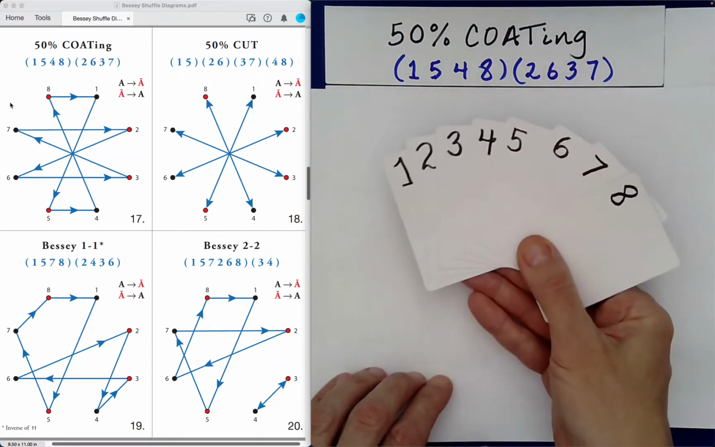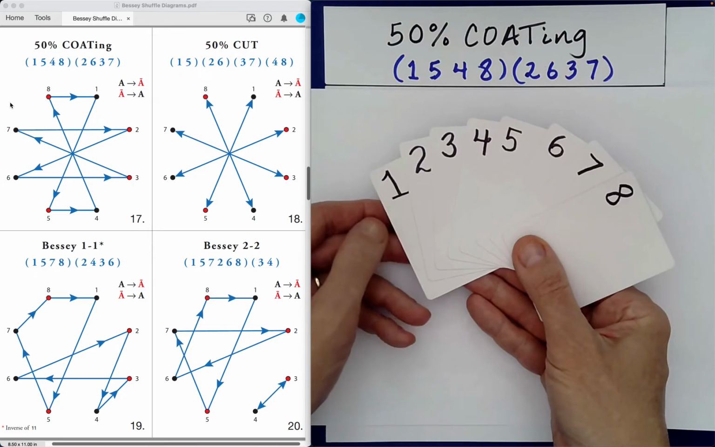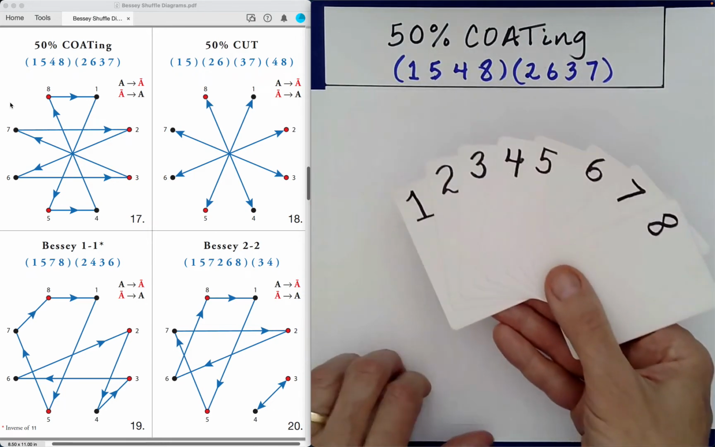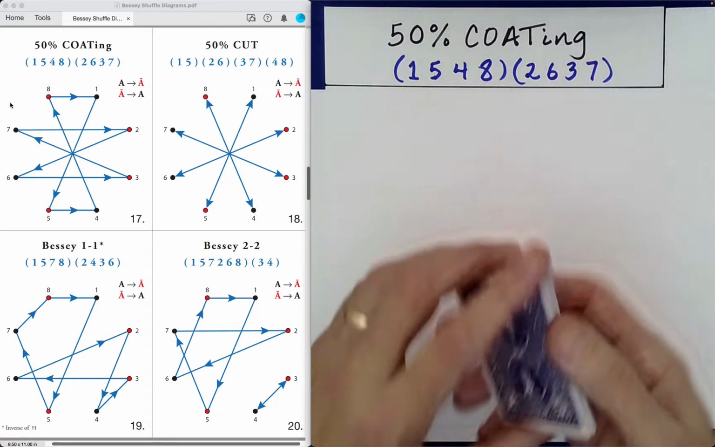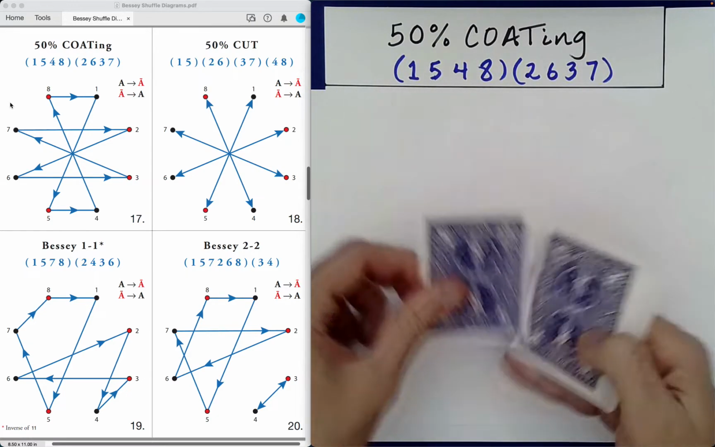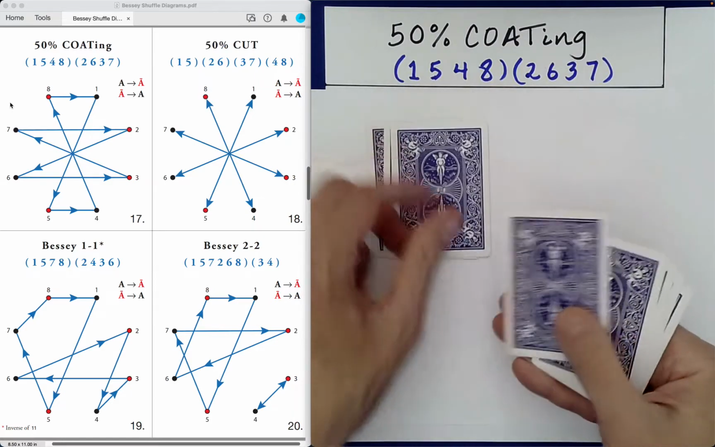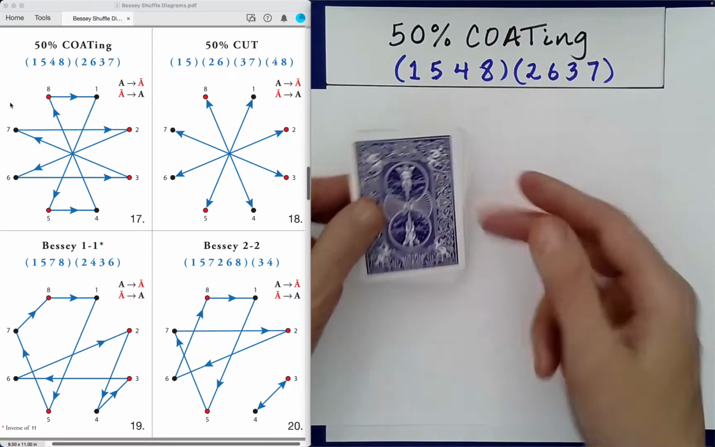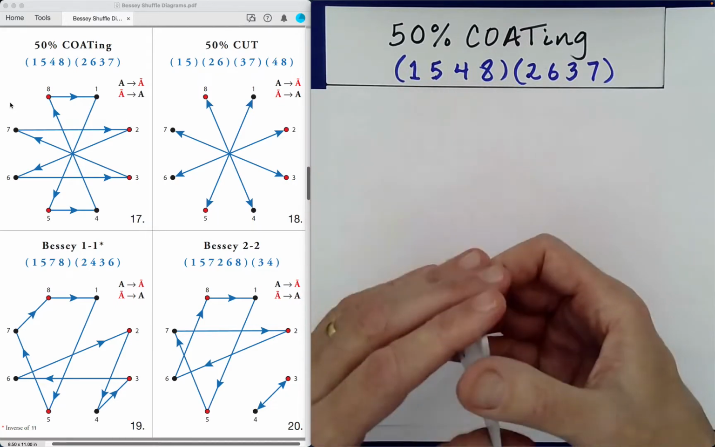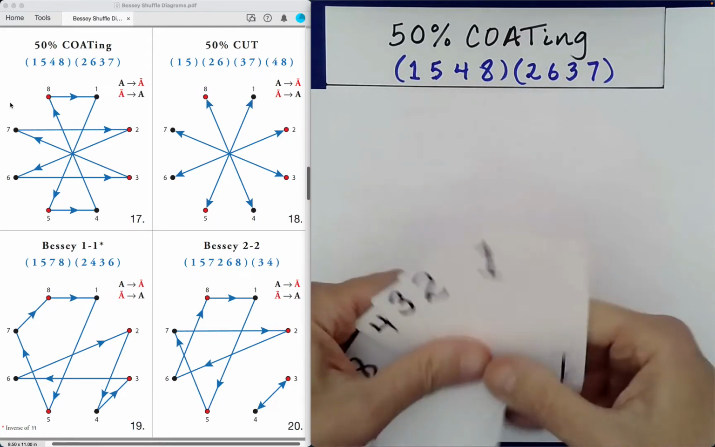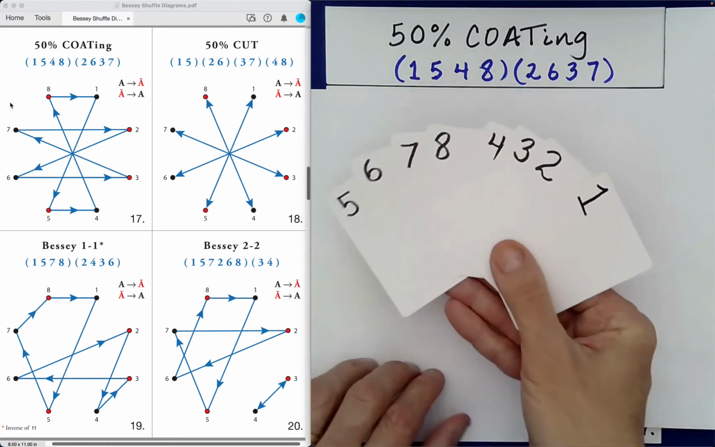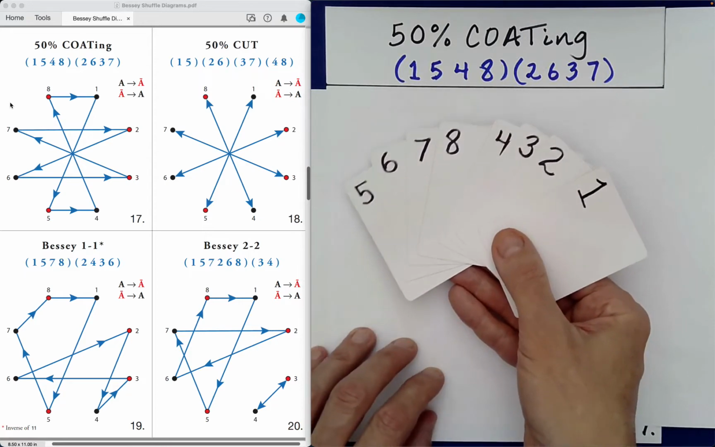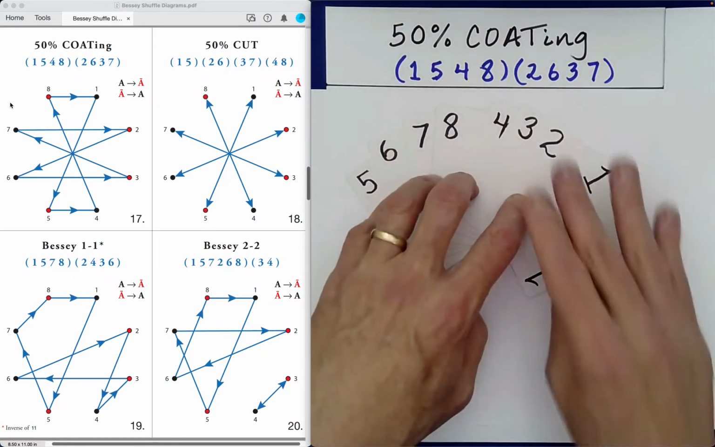As always, we'll begin with the ordered packet 1 through 8 to help us keep track of the movement of the cards. A 50% coding is where we simply count out half the cards, 1, 2, 3, 4, and drop the rest on top. We call that a 50% coding of the cards. By the way, the word COAT, C-O-A-T, stands for count out and transfer. It's an acronym. So here is the new ordering of the cards.